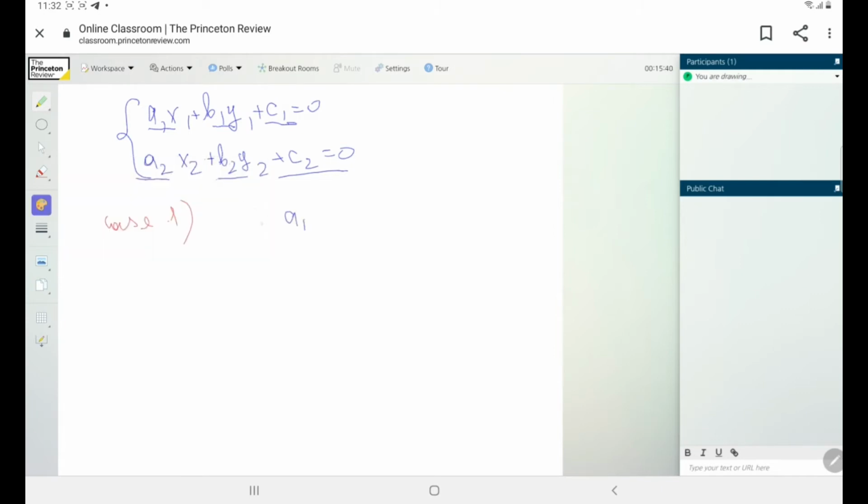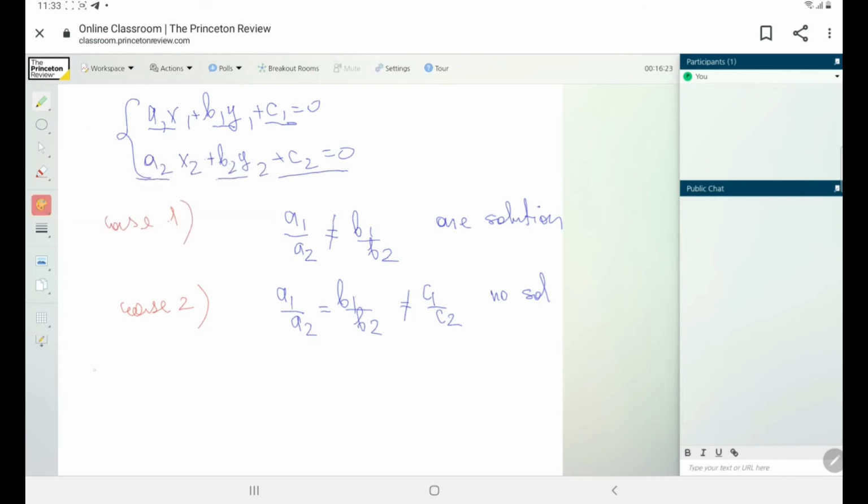If a1 over a2 is different from b1 over b2, then there will be one solution. Let's write. If a1 over a2 is equal to b1 over b2, and these proportions are different from the ratio of c1 to c2, in this case, there will be no solution. No solution. And the last case, case 3.